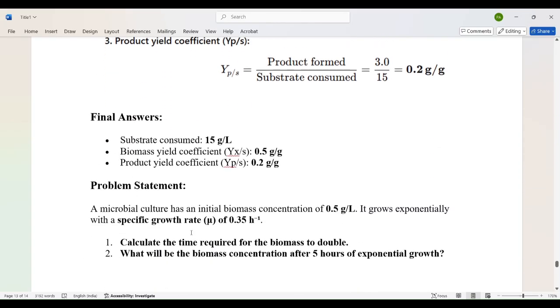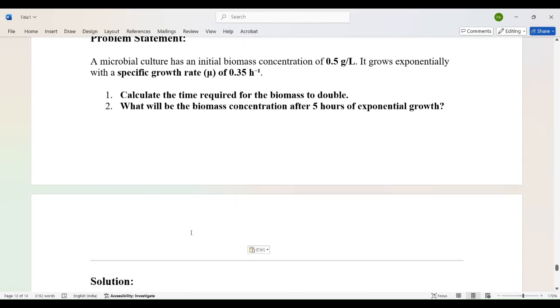Very easy sum. Alright. Now the next, a microbial culture. You see, this question is almost always asked. Either it is GATE, that is Graduate Aptitude Test for Engineering, or GAT-B or BET. This question is normally found in any life science competitive examinations.